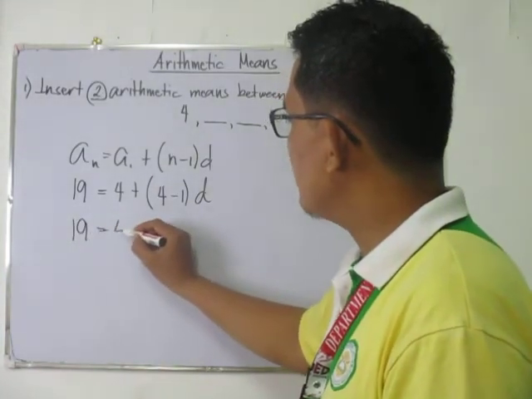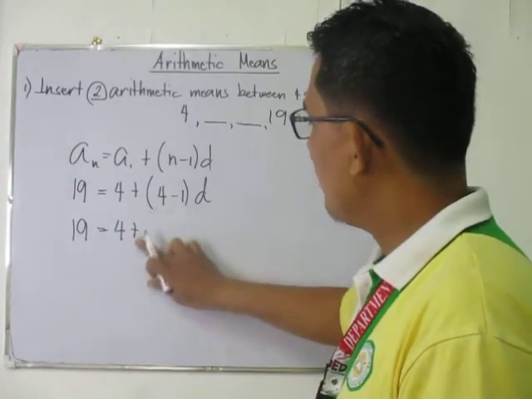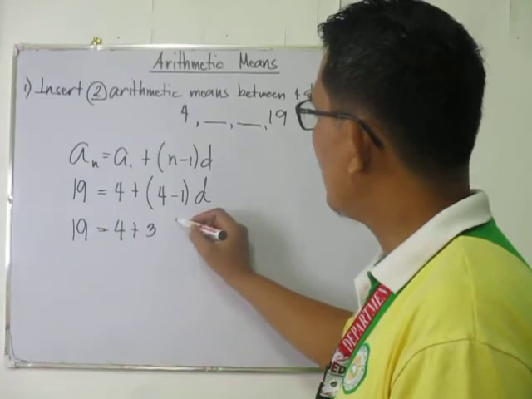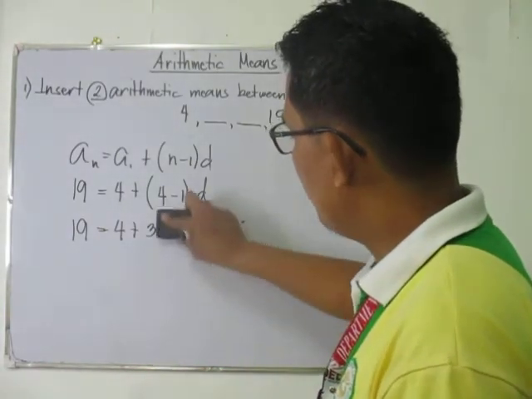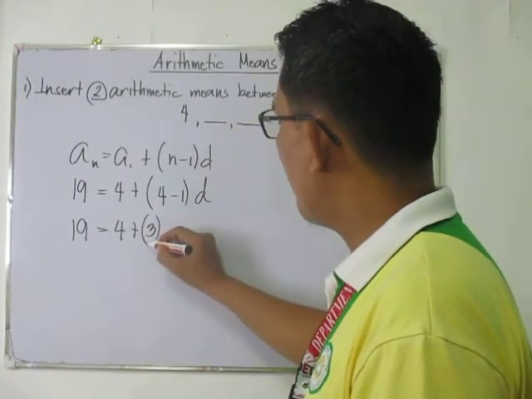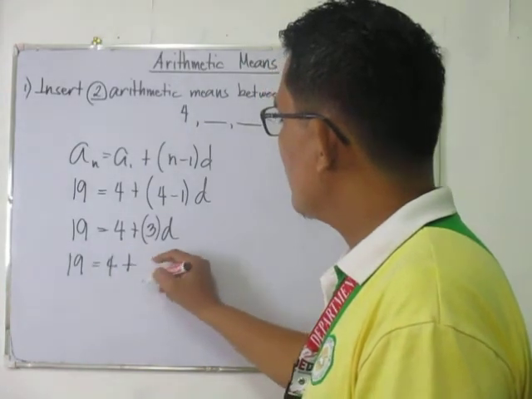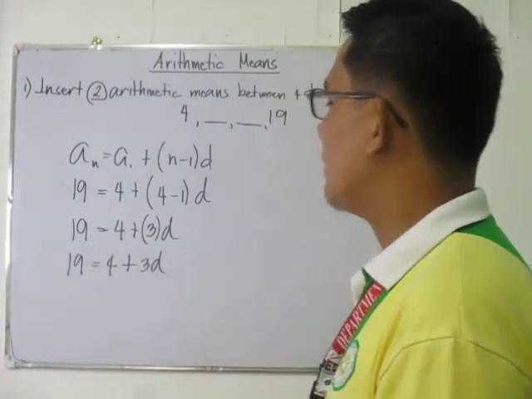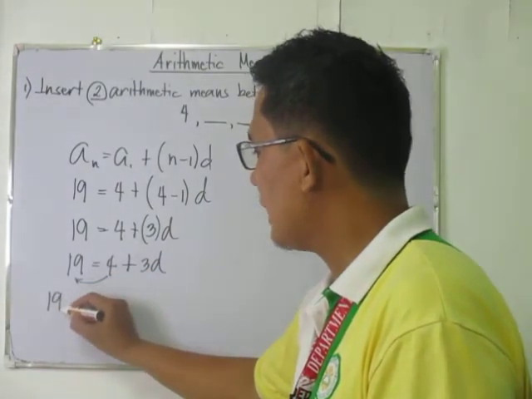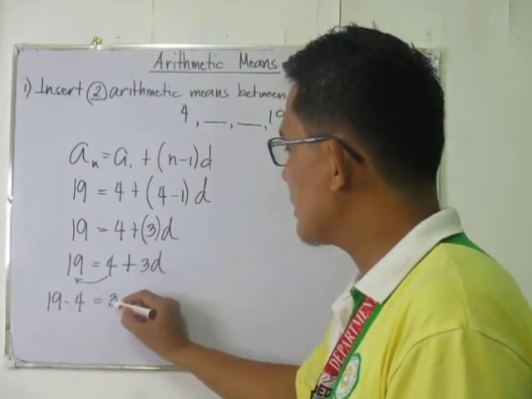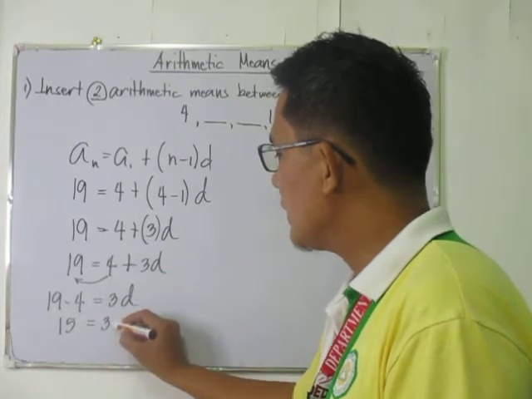19 is equal to 4 plus 4 minus 1. That is, 4 minus 1 is 3, times d is 3d. Okay? This might confuse you, so that is 3 times d. Then simplify. 19 is equal to 4 plus 3d. Then rewrite this one. That becomes 19 minus 4 is equal to 3d. 19 minus 4 is equal to 15 is equal to 3d.